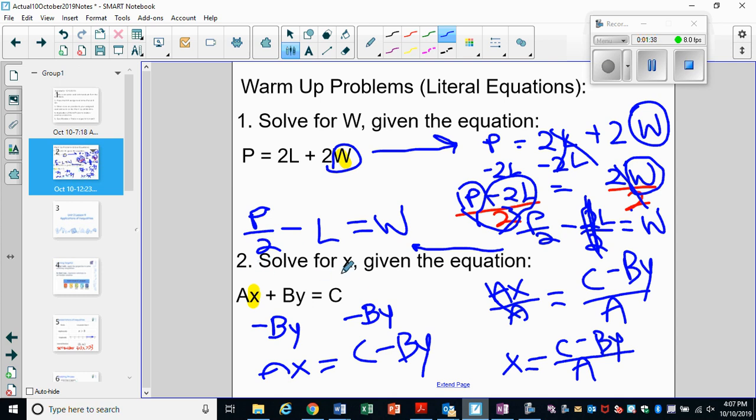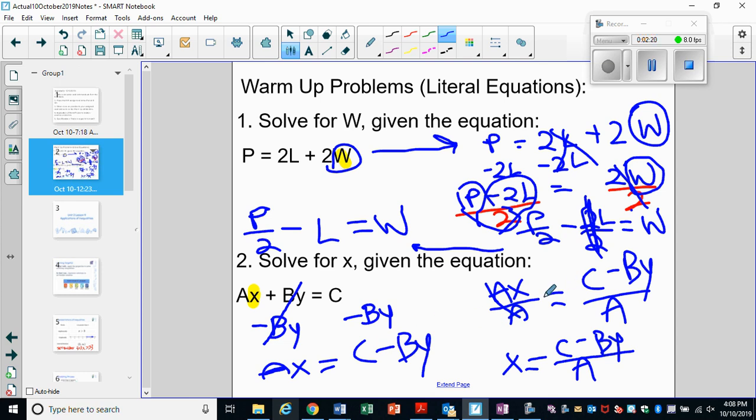Problem 2, we solve for x given the equation a times x plus b times y equals c. Step 1, subtract both sides by negative by. So the positive by and the negative by go bye-bye. And then we're left with a times x on the left side of the equation equals c minus by. Because we can't do anything, the c along with the negative by don't have common factors, sorry.